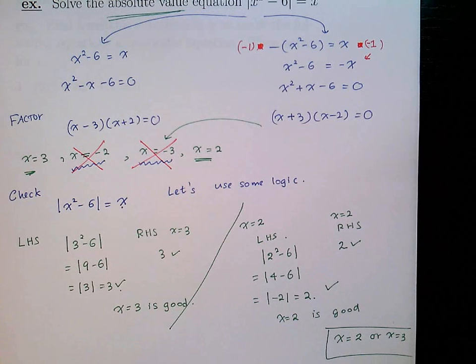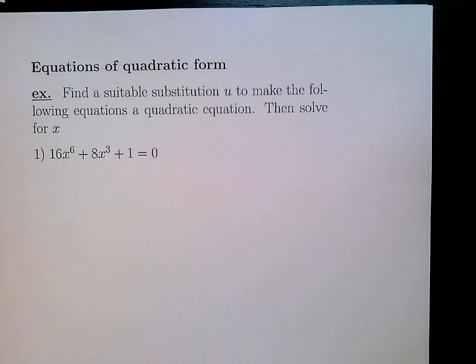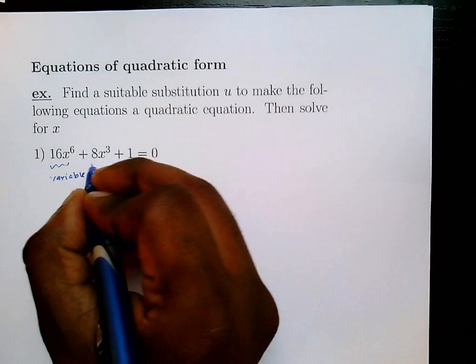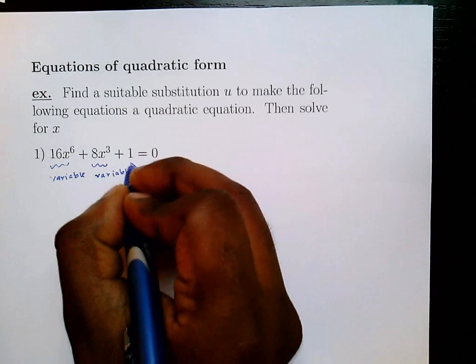Okay. So now just do the question, or you can see it on the screen. Okay. So let's do the new tab. This is called equations of quadratic form, or equations quadratic in form. Alright, so how does that work? Well, you can look at the equation. You can see one variable term and another variable term and a constant term.